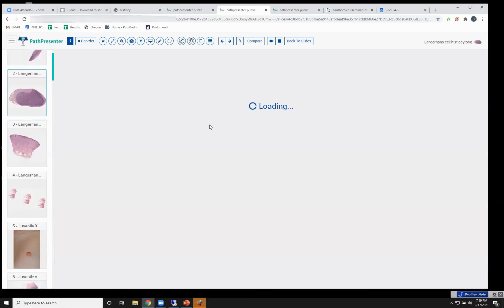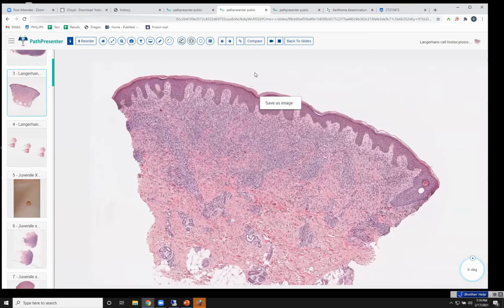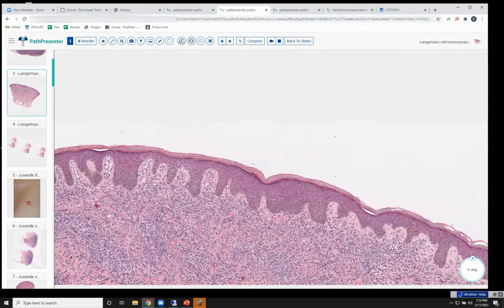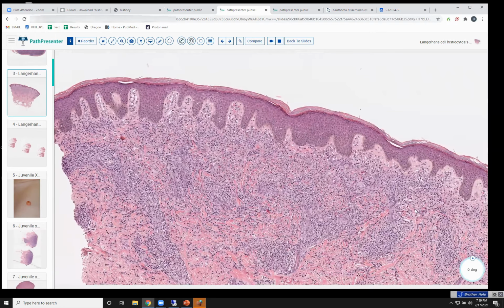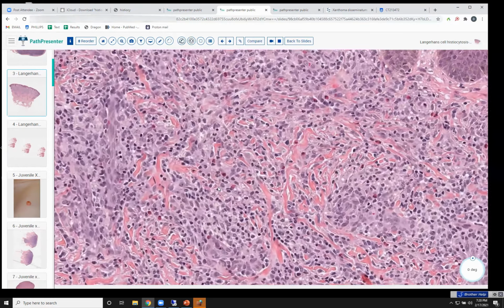Next slide. It's taking a while to load. Oh, let's go to the third one. So here's a similar case, a little bit of hyperorthokeratosis, maybe some lichen simplex chronicus, and even at this power you see a dense pandermal infiltrate with mononuclear cells, and even here, medium power, you can see a lot of eosinophils.